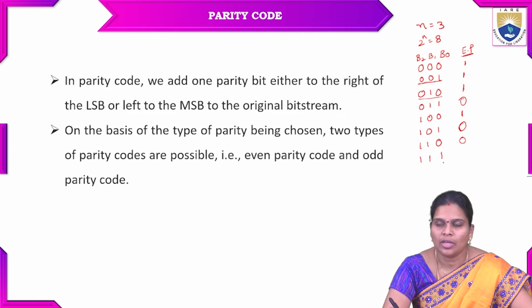So coming to this one, here the number of ones is 3. So this is not even, this is an odd value. So that's what it is, 1. This is the even parity bit.